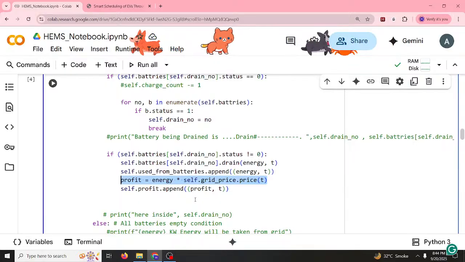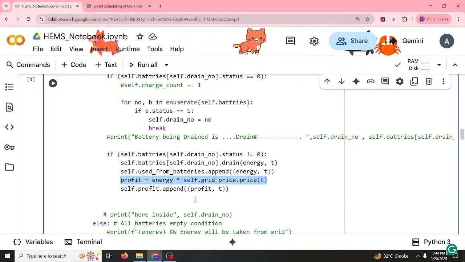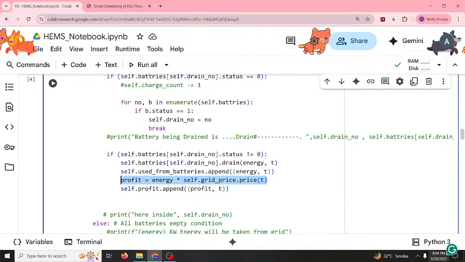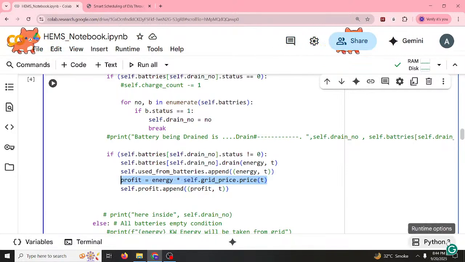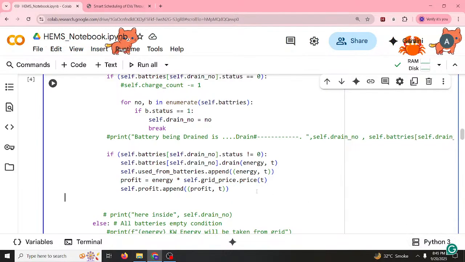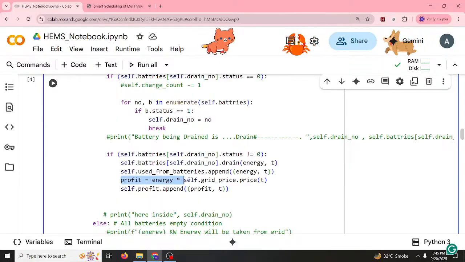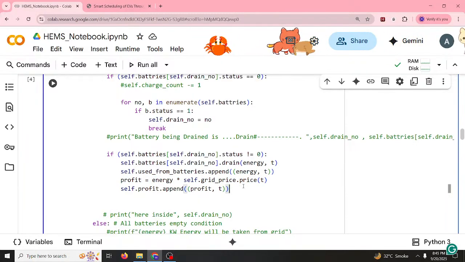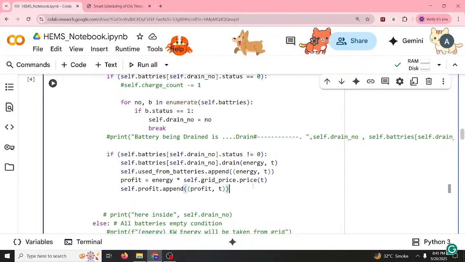If we do not discharge the battery, we will buy some energy to fulfill our load, and if we buy some energy to fulfill our load, that means we have to pay the price. That will be the cost. But if we are discharging from the battery, we are earning the profit somehow. So we are considering it a profit for the RL, so that RL can consider it as a profit.